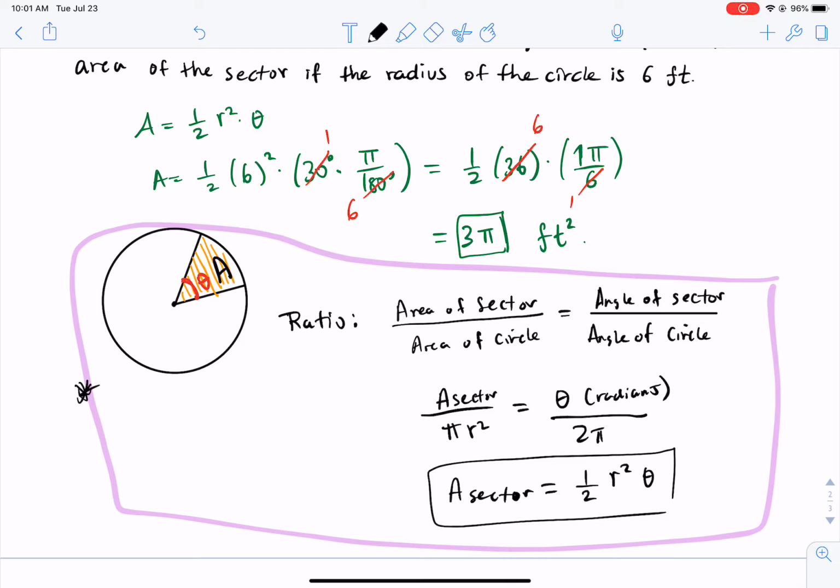This only works if you have a section of the circle like this. What if it's not a perfect circle? What if it's curvy around it? Then we use polar coordinates. We use calculus to figure out areas where it's curved but not a perfect circle.